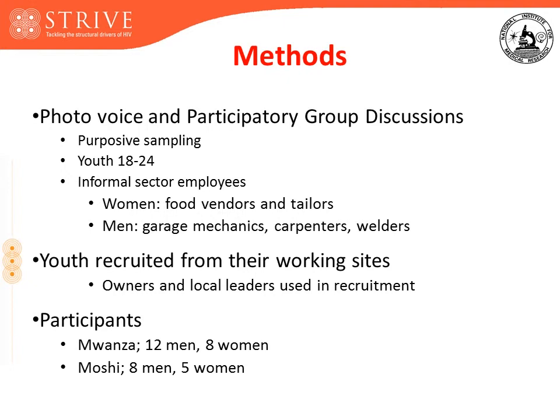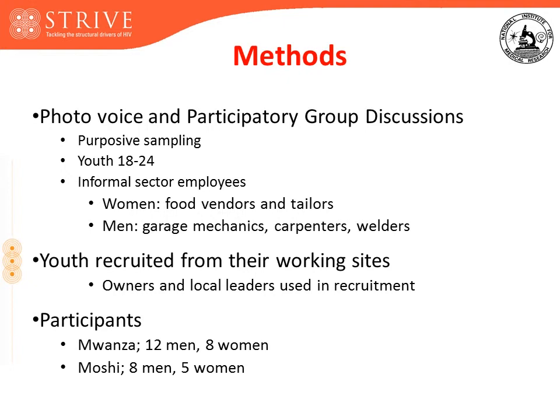So for the females, it was either working as food vendors or tailors. And for the males, it was working in either the car garages or as carpenters or welders. And we recruited these young people from their working sites. So we involved the local leadership, and then the owners of these garages or carpentry workshops. They talked about the study, provided information, and then the young people also were given information about the study, and those who consented or agreed were invited to take part in the group discussions.